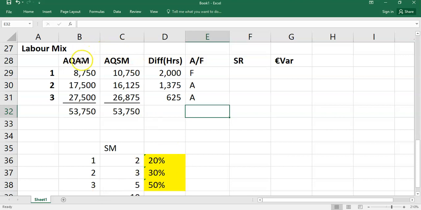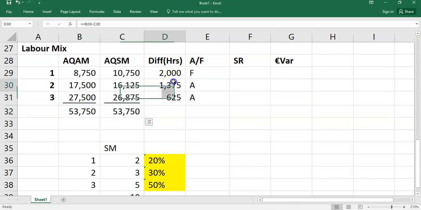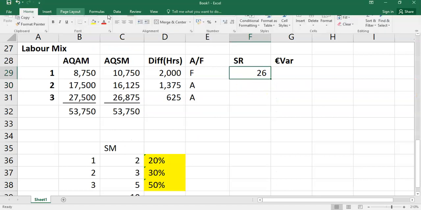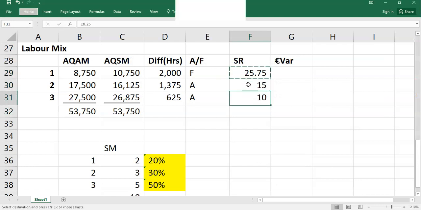So that's the first key thing: AQAM is always the actuals. AQSM is take the same total. So there's no difference in the totals, but there is a difference in the split. And one rule of thumb when you're labeling them here is the totals are not different. So when you net them off, you have 2,000 adverse, 2,000 favourable. So what that means is you've worked 2,000 less hours of grade 1 labour, which per hour cost, if we go back and look at it, standard per hour cost is 25.75. Just make sure that's coming out. And you've substituted in, you've worked 2,000 more hours together of 2 and 3. Grade 2 is 15 an hour. Grade 3, 10.25. So sort of substituting them around.